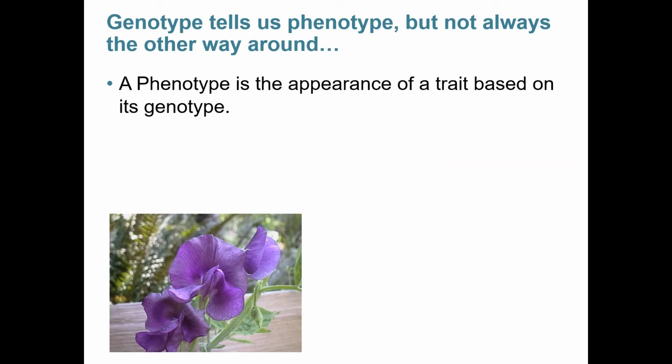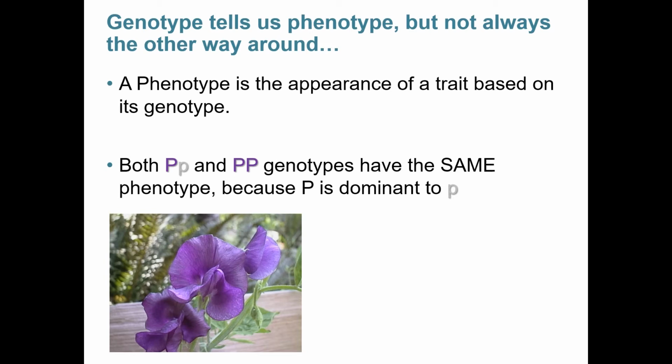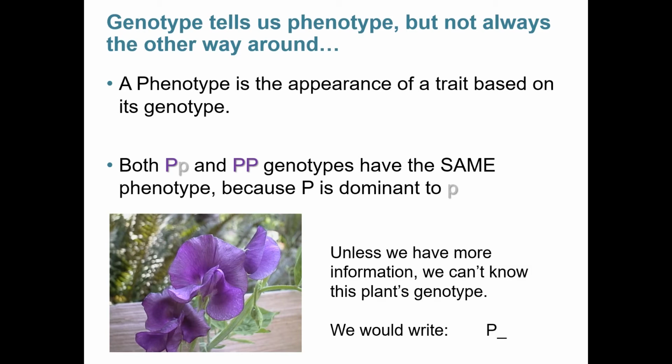Well, the phenotype of the plant is pretty clear. A phenotype is the appearance of a trait based on its genotype. The phenotype of this plant is purple, so we know that it has to have at least one big P. But big P, little p, the heterozygous state, and big P, big P, the homozygous state, look the same, because big P is dominant to little p. So we don't actually know. We would have to write the genotype as big P dash.